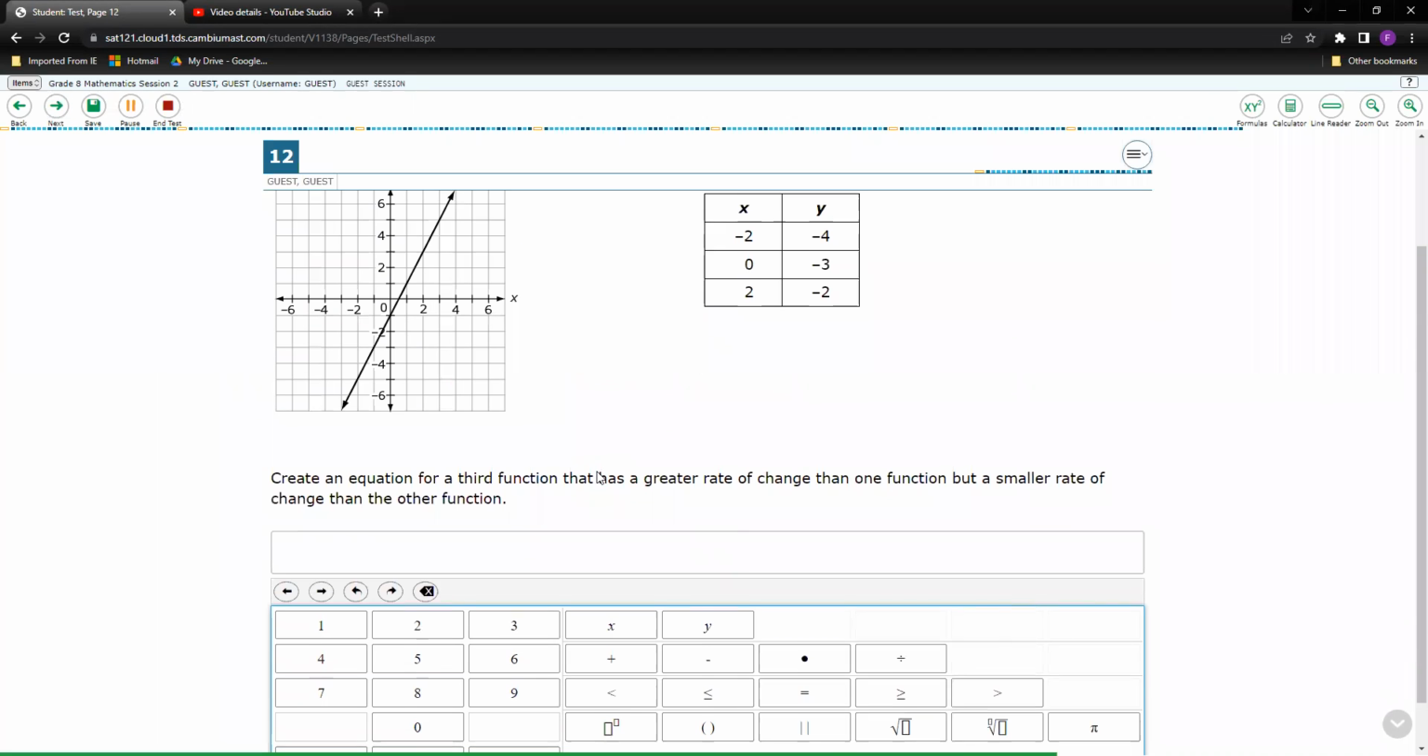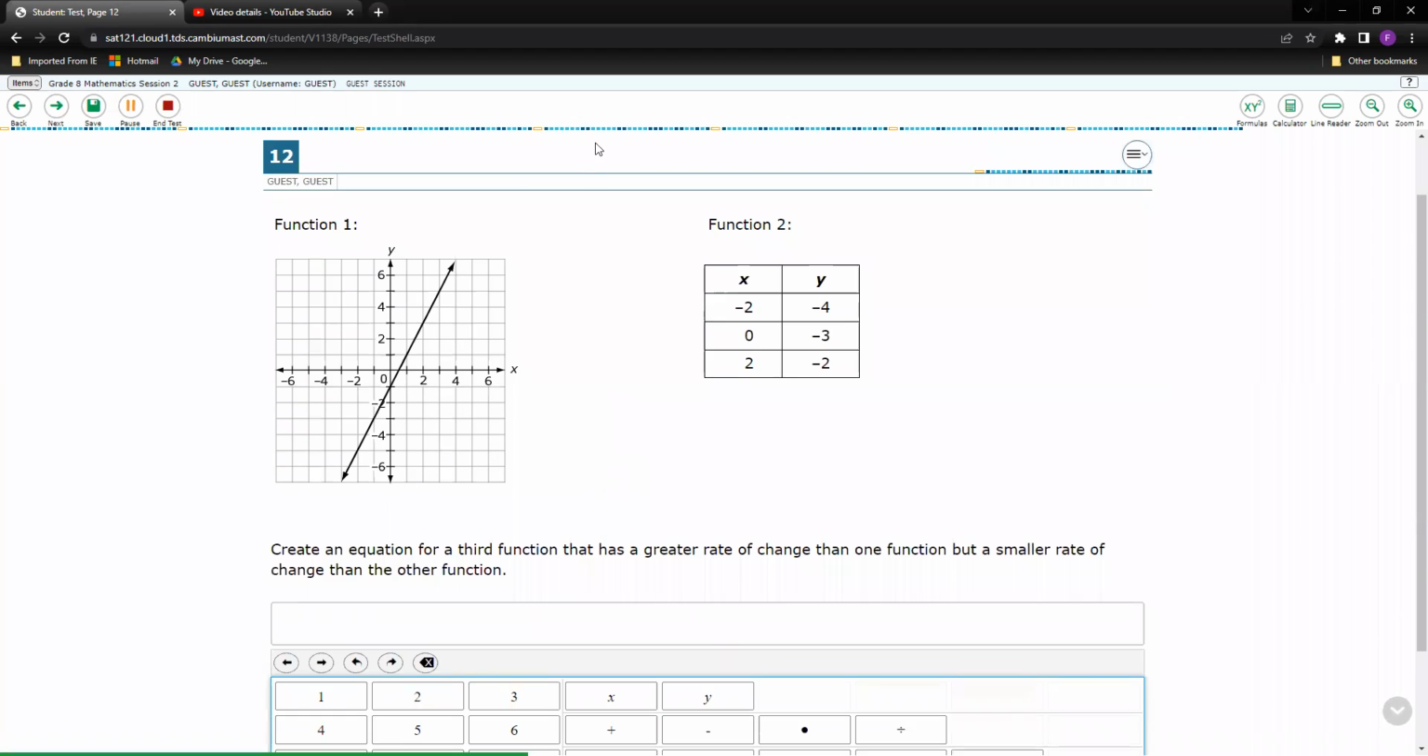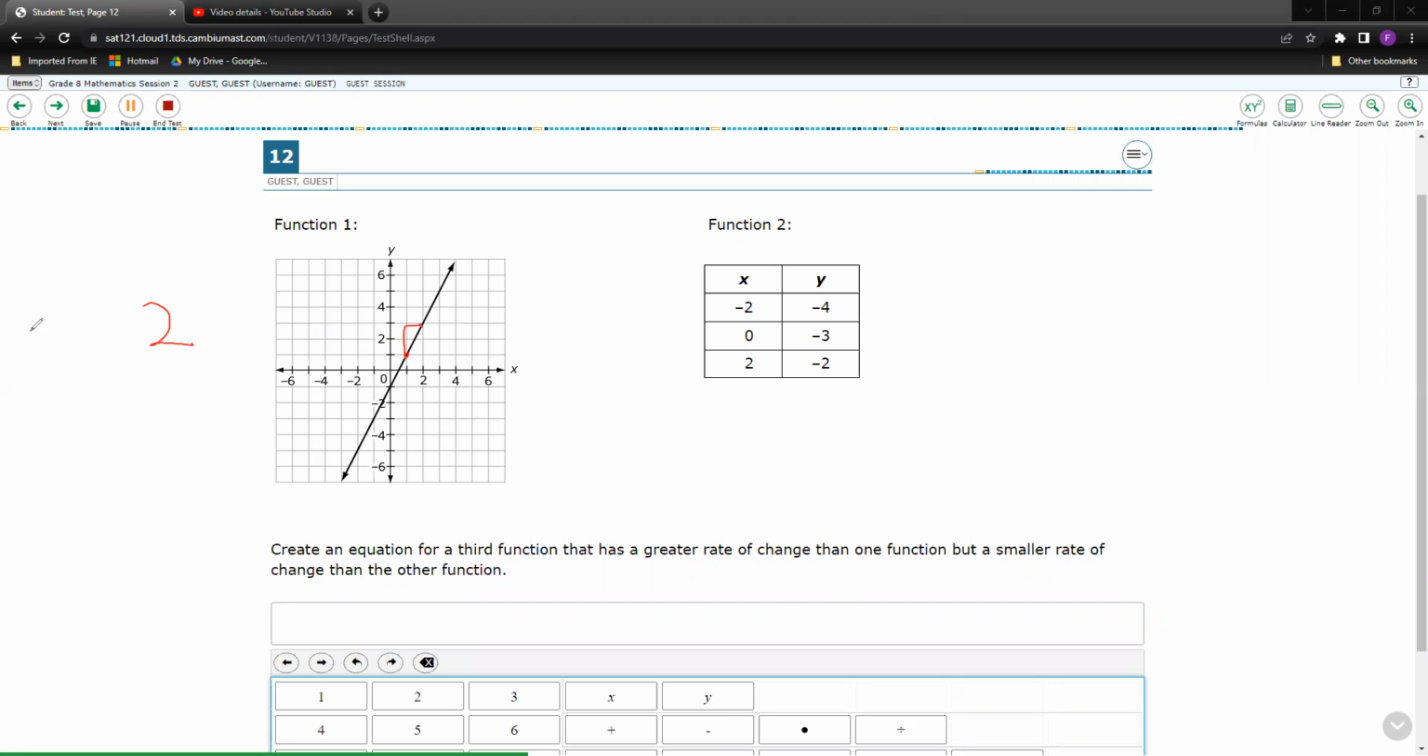Okay, here we have to find the slope of these two functions and write another function with a slope that's in between these two slopes. So in this equation, I rise 2 and I go over 1 and I go from one point on the line to the next. So my slope here is 2/1 or just 2 for function 1.